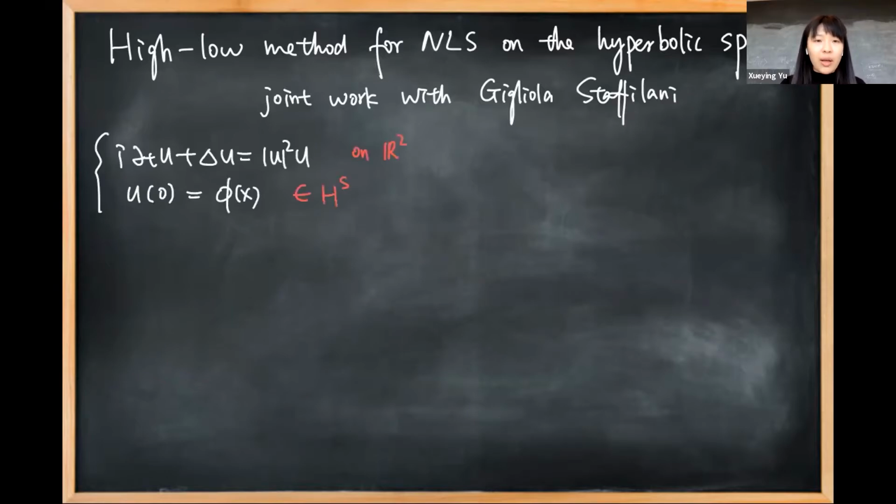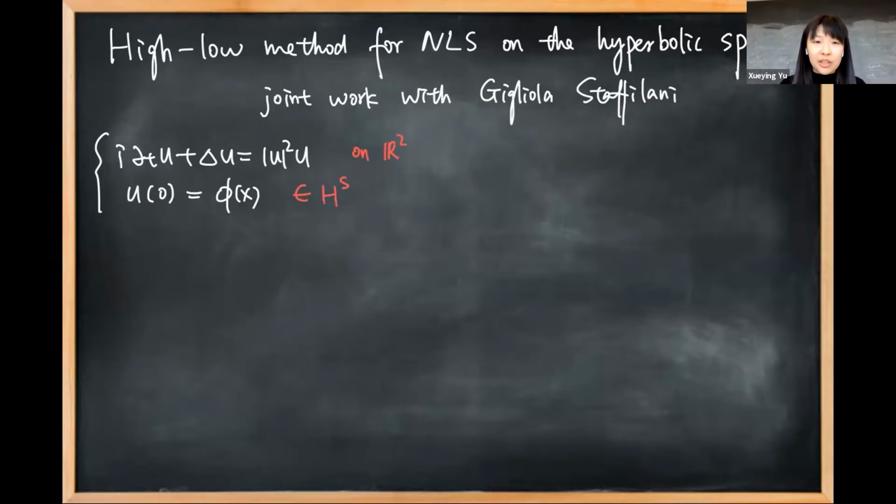So let me start with this nonlinear Schrodinger equation. This is a very famous dispersive model. The typical example that we consider is the power type nonlinear Schrodinger equation, where we consider this cubic nonlinearity. And before we move to the hyperbolic setting, let's just stay in the Euclidean space for a while.